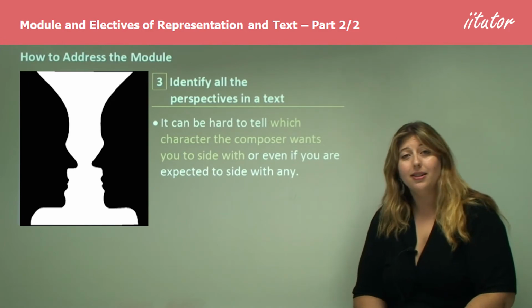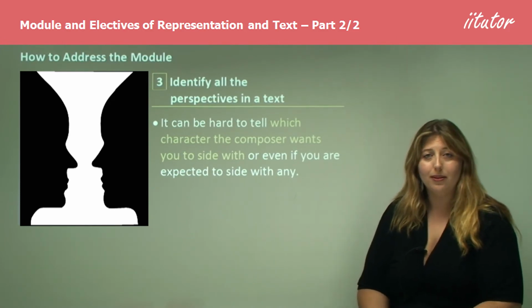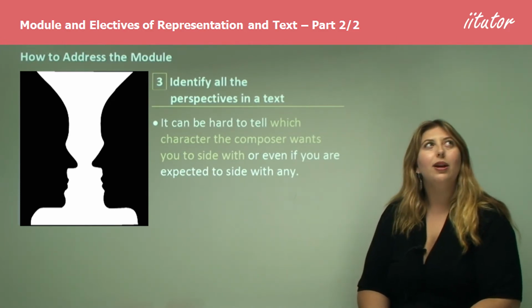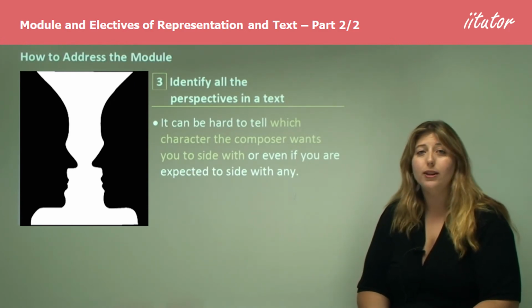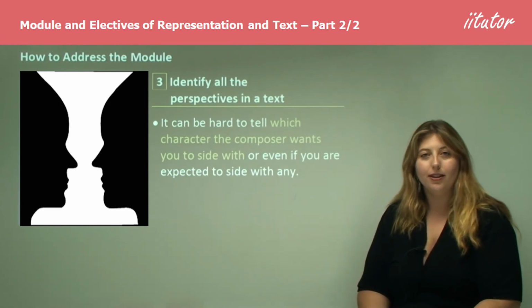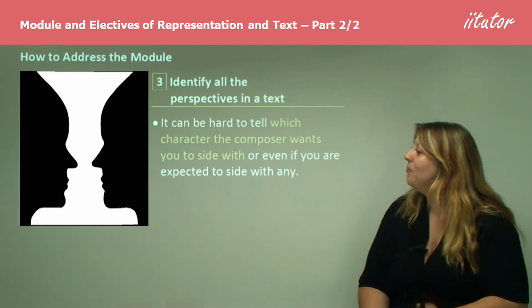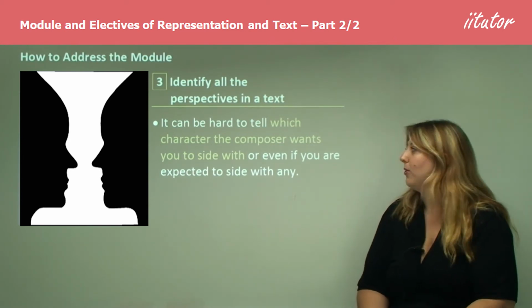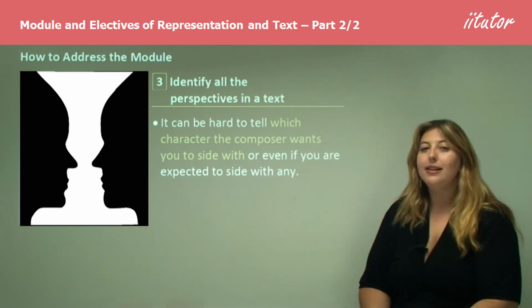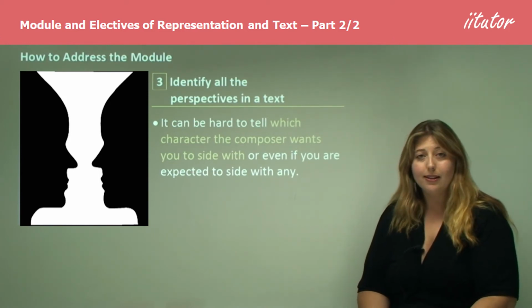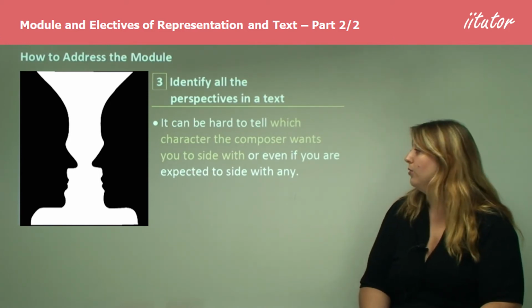Sometimes it can be really hard to tell which character a composer wants you to look at, particularly in a play. Because all the characters have their own voices and there's no real obvious narrative voice, you might find that you're not really sure who you're supposed to go with. But basically, if you sit down and look at the characters both objectively and subjectively, you can draw your own conclusions.